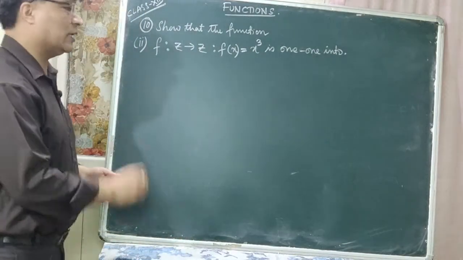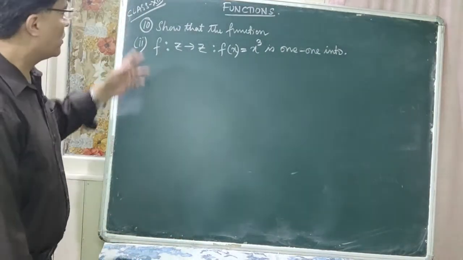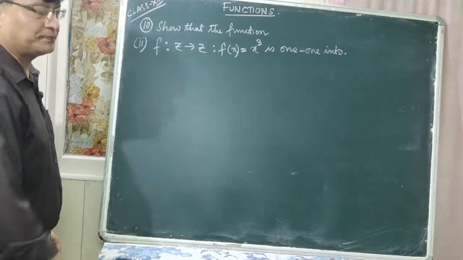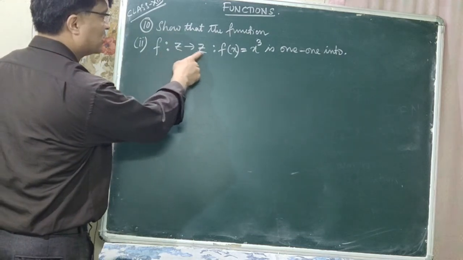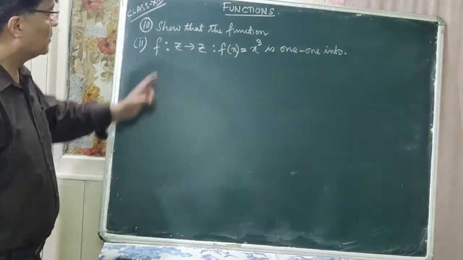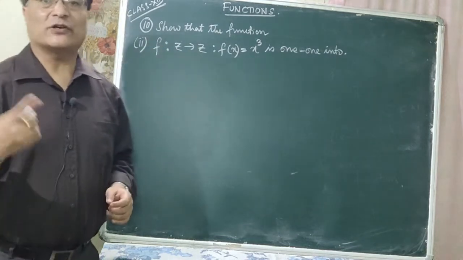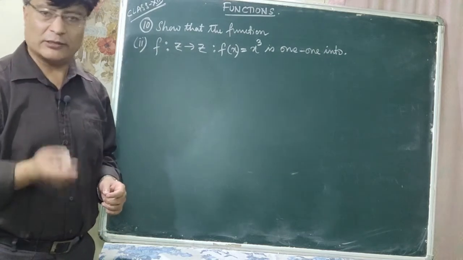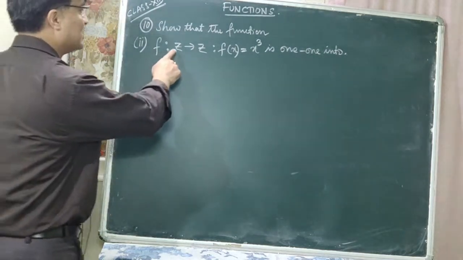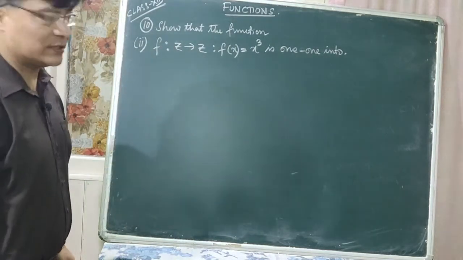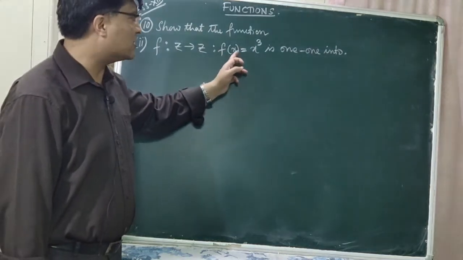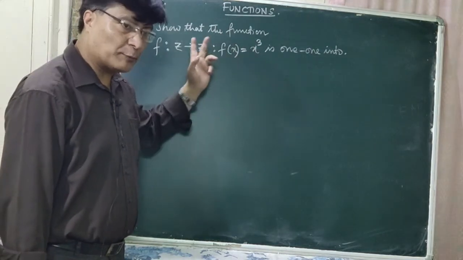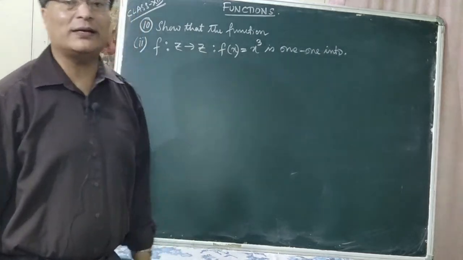So now we'll do the next question, that is number 2. You have to prove that the function f from Z to Z, you know that this Z is the set of integers. It may be positive integers, it may be negative integers including 0. Both these Z are the set of integers, defined as f of x is equal to x cube. You have to prove that this function is 1-1 into.